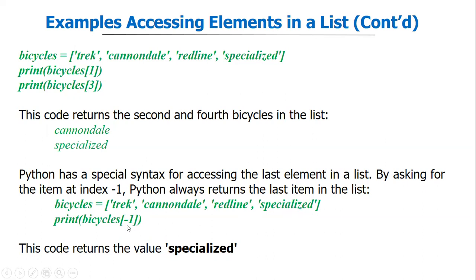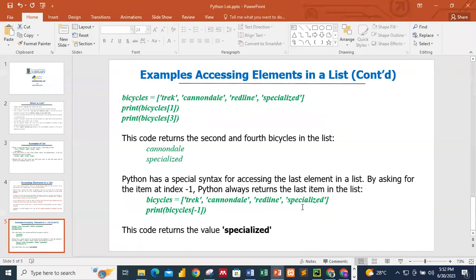So if you put -2 over here, it's what? Red line. If you put -3 over here, or -4, it brings out this. So this code returns a value, specialized. That is for -1, our last value in our list. All right.